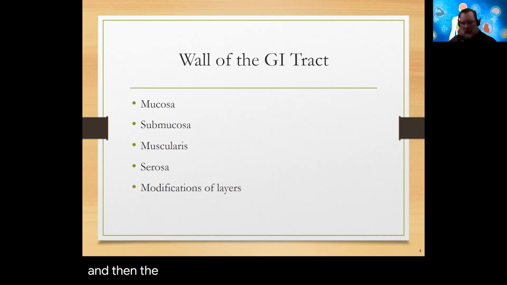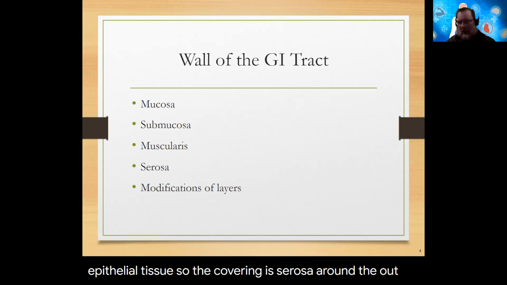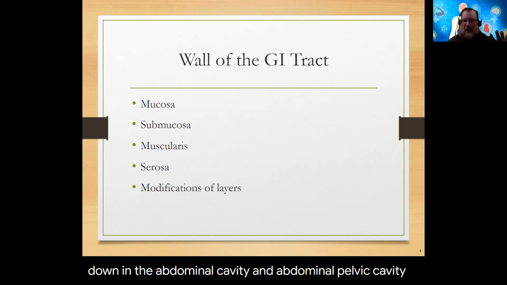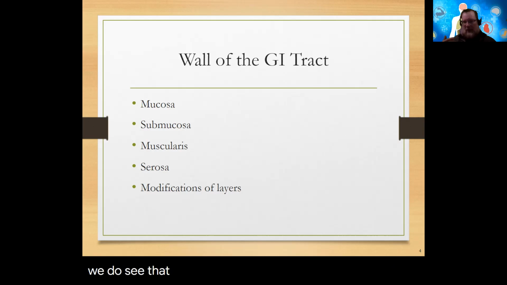And then the serosal layer kind of surrounds the whole thing. And that's going to be more connective tissue, and then some epithelial tissue. So the covering is serosa around the outside of your digestive tract. And that serosa, when we're down in the abdominal cavity and abdominal pelvic cavity, we do see that serosa has some specific naming to it. So we'll look at that as well coming up in a little while.